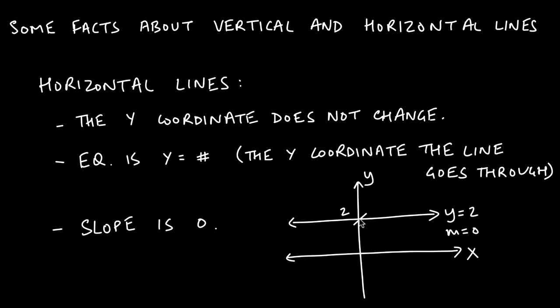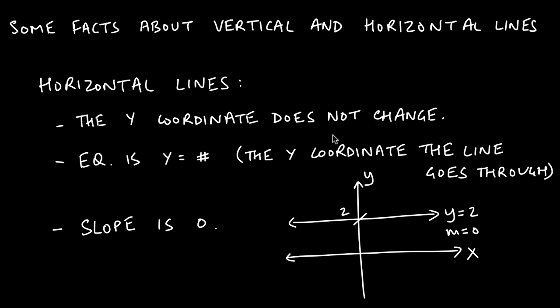So if I wanted to find the coordinates of this point, they would be 0, 2. If I wanted to find the coordinates of this point, it might be, say, 2, 2. The coordinates of this point might be negative 4, 2. But the comma 2 portion, the y-coordinate, is the one that never changes.